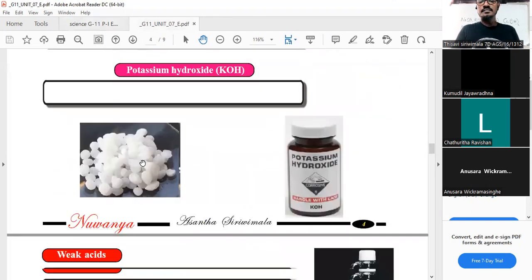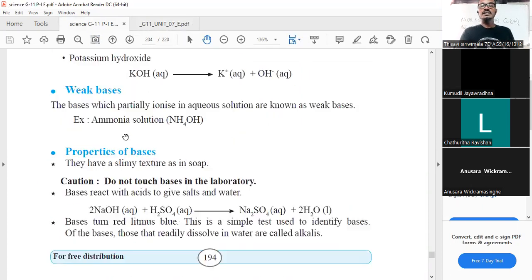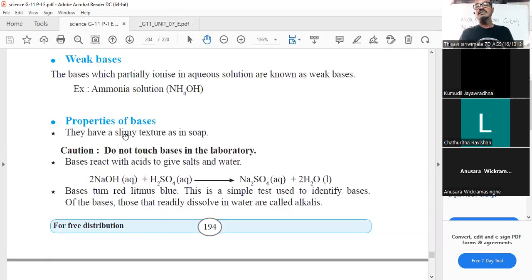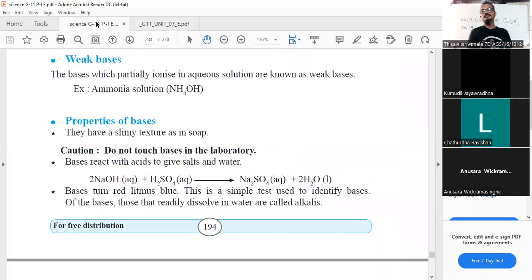Then we come to weak bases. Here it should be weak bases, not weak acids. My PDF is a bit old; yours may be correct. So the weak bases, again the definition: the bases which partially ionize in aqueous solution are known as weak bases. Example: ammonia solution, ammonium hydroxide. That's what you can write there. Clear.